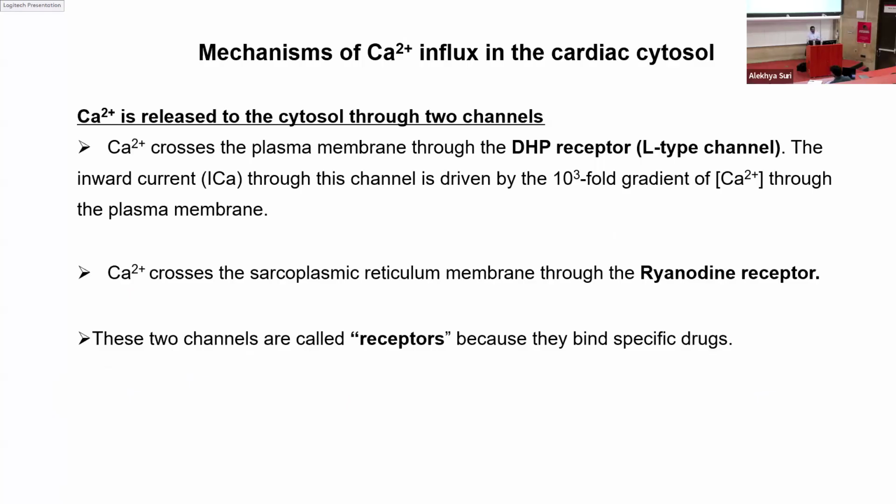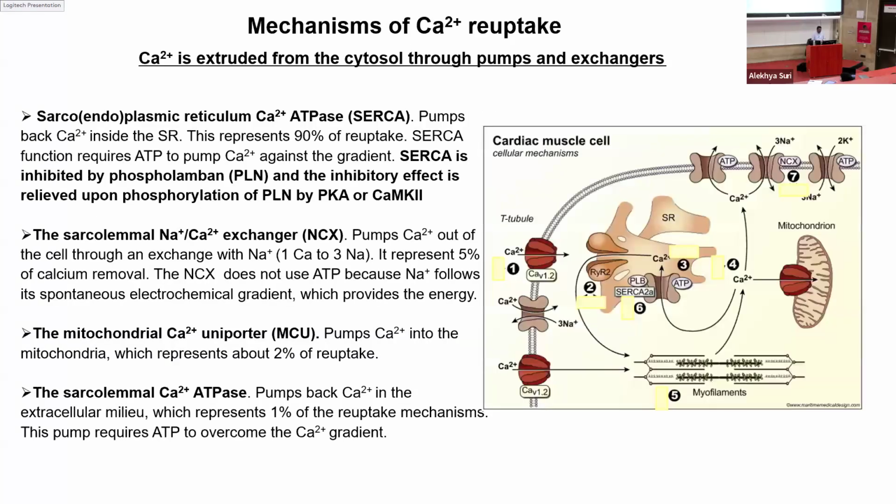So during muscle contraction, the calcium enters into the cell, or the calcium influx, by two different mechanisms. One is through the L-type calcium channel, and then the second is through the ryanodine receptor. And these two channels are, as I said before, called receptors because they bind to specific drugs. So these two channels are involved in muscle contraction. And what is the mechanism behind the muscle relaxation? So the calcium removal is the major mechanism by which the muscle relaxation occurs.